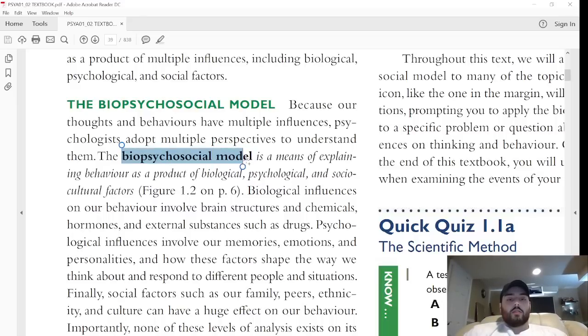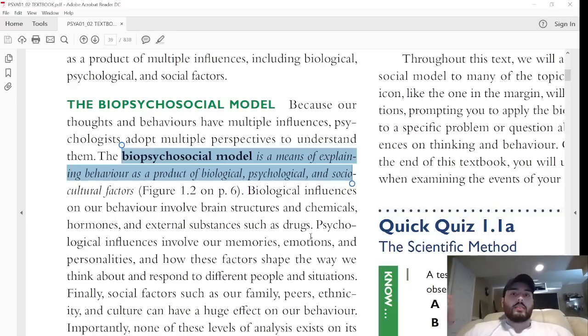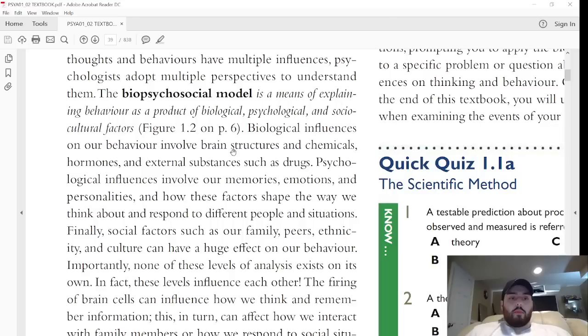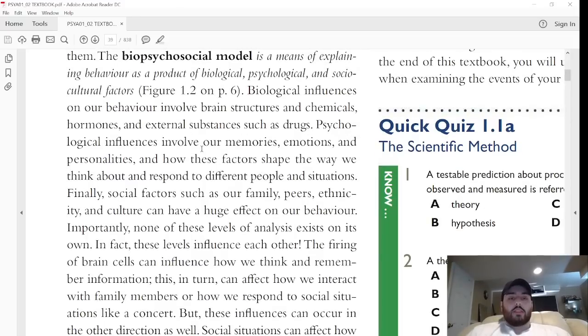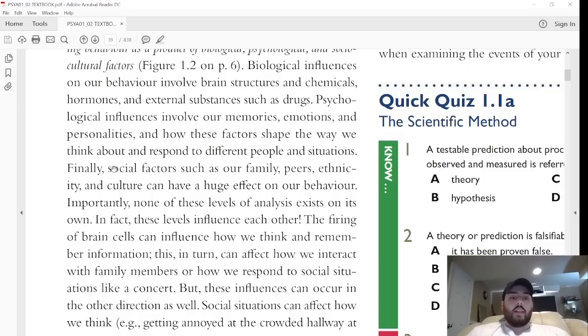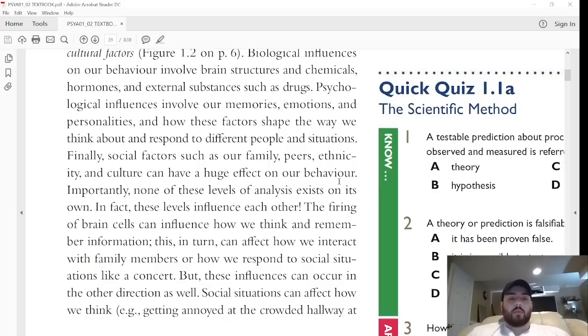This is exactly what we touched on earlier as we began reading the text: the biopsychosocial model has three components, and these are essentially the three components that comprise the science of psychology. It's a mixture of biology, psychology, and sociocultural factors, right? Biological influences on our behavior involve brain structures and chemicals, hormones, and external substances such as drugs. Psychological influences involve our memories, emotions, and personalities, right? These are things that for some people may be linked to good things or may be linked to some traumas, and how these factors shape the way we think about and respond to different people and situations. Finally, social factors such as our family, peers, ethnicity, and culture can have a huge effect on our behavior.